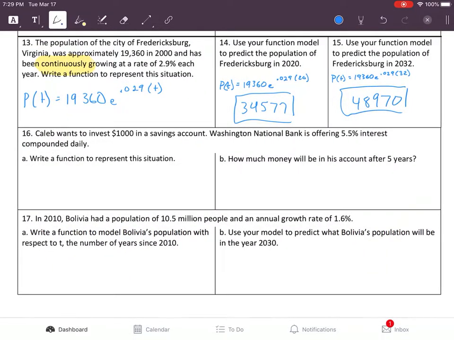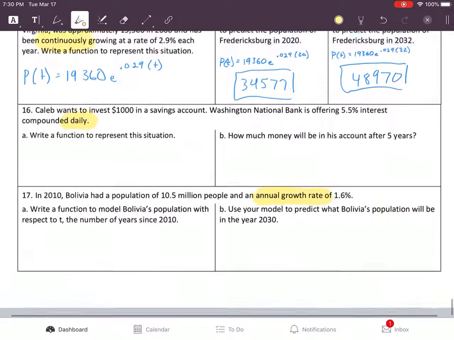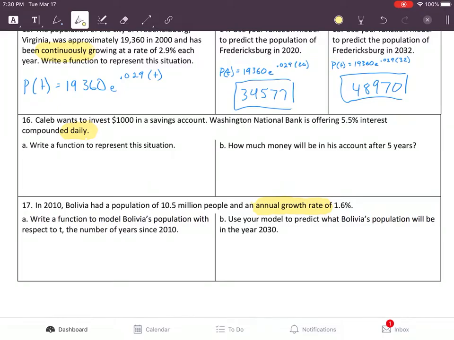All right. You should try the next two. You have two different questions. One is about savings accounts. One is about annual growth. A quick hint for these two. This one says compounded daily. Okay, it's not continuously, so you're going to have to figure out what daily is. And for the population, same thing. Since it doesn't say continuously, it says an annual growth rate. You're going to use the original equations that we had at the beginning of the lesson as well. But try these out on your own, okay, and we will see you tomorrow.